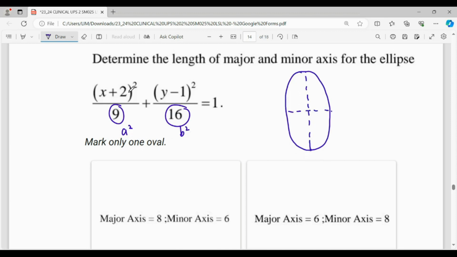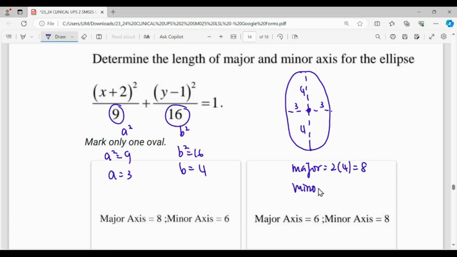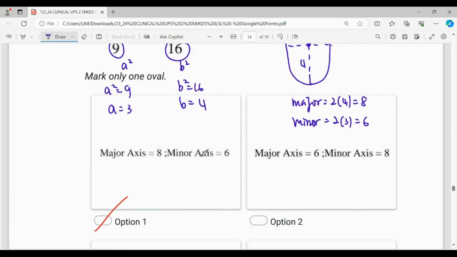So for x here, the value a squared equals 9, which means a equals 3. So a is horizontal, so this is 3, this is 3, and this is our center in the middle. Then for b, vertically on the y-axis, b squared is 16, so b is 4. The major axis will be the longer one, so major will be 2 times 4, which is 8. The minor will be the shorter one, so 2 times 3 equals 6. So major 8, minus 6.